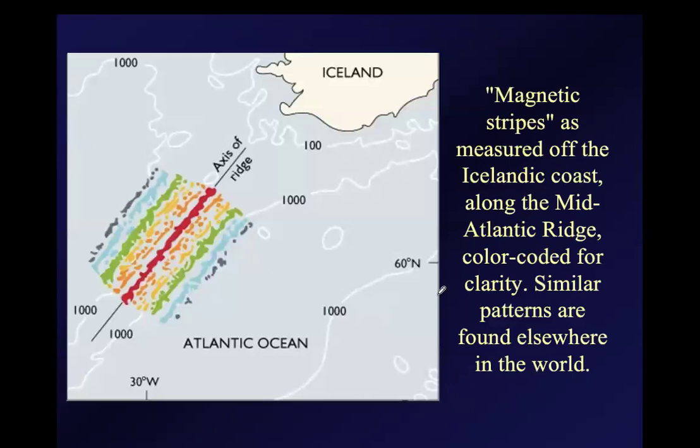There are some actual stripes measured off the coast of Iceland along the mid-Atlantic ridge, color-coded for clarity. And you can see we've got this symmetry across this more or less straight segment of the ridge. And we get similar patterns that you could find if you looked elsewhere in the world.